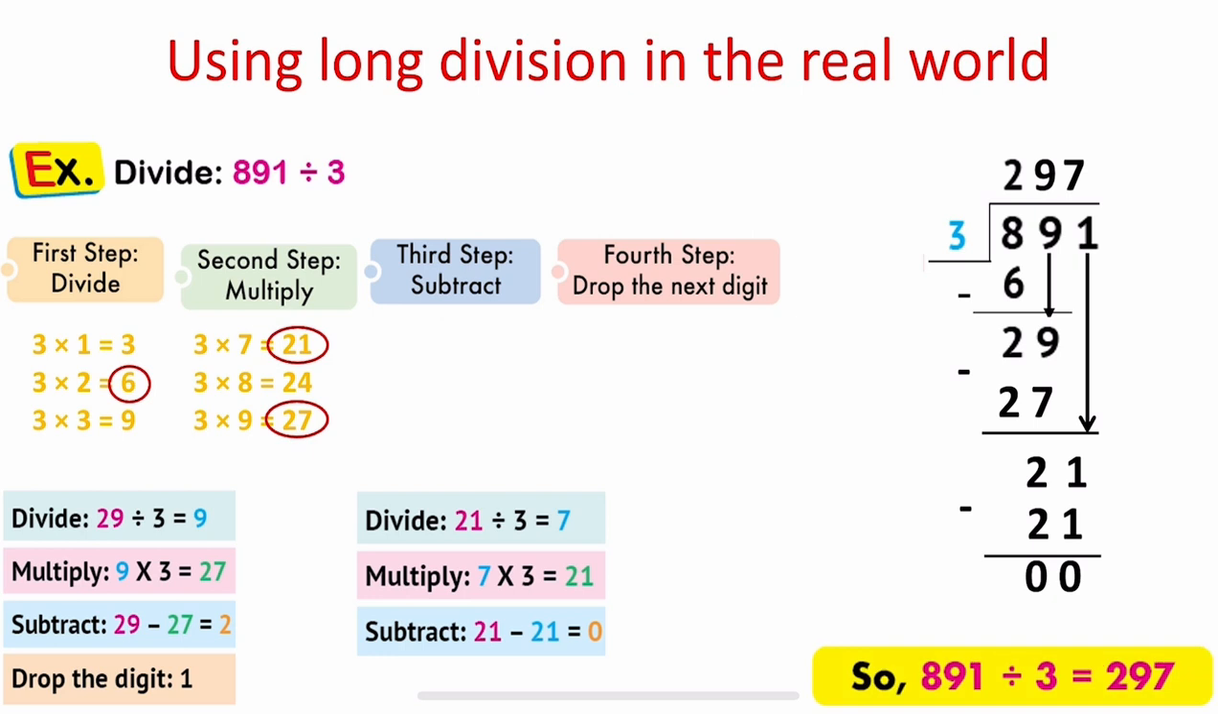Remember, if we have 891 divided by 3 equals 297, so 891 is called dividend, 3 is called divisor, and 297 is called the quotient, and we have no remainder.